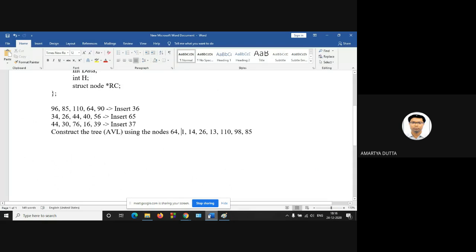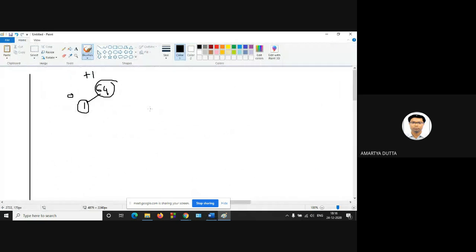Next one is 14. So 14 is the right of 1. Okay, is it height balanced? No, sir. So this is plus 2. Okay, which rotation is appropriate? Sir, LR.